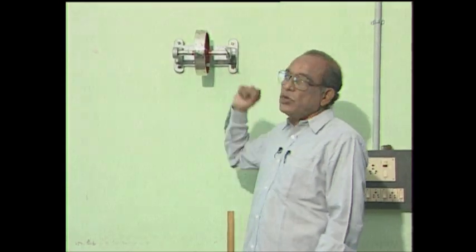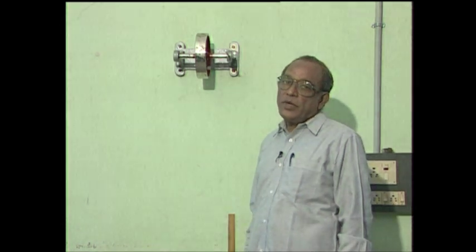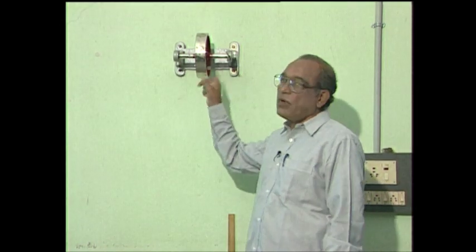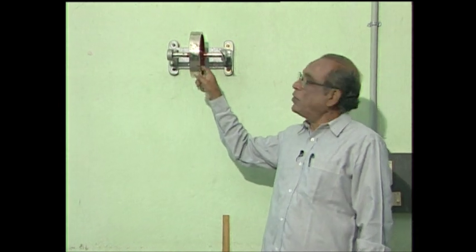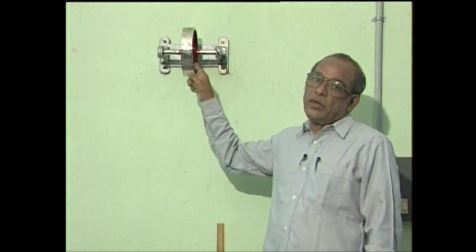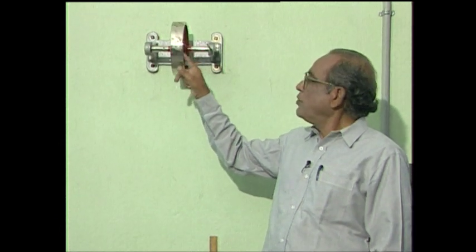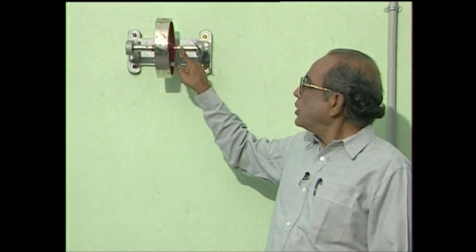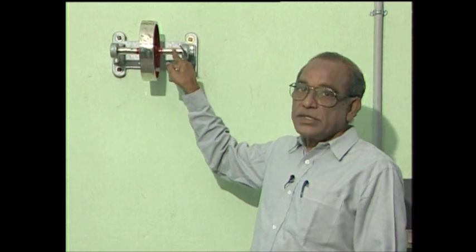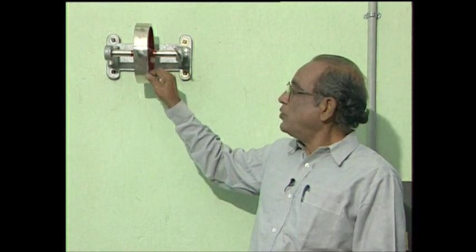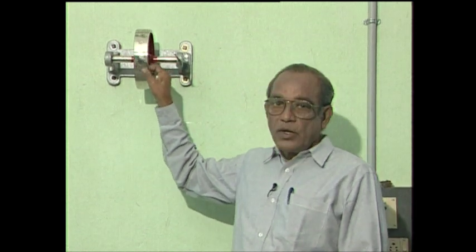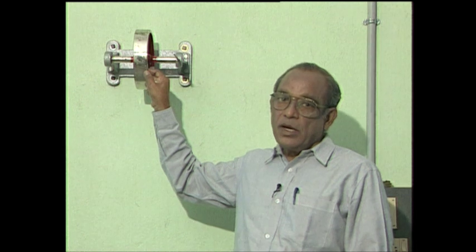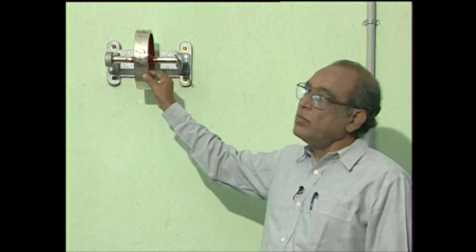The experiment which you are going to conduct is to find out the moment of inertia of the given flywheel. This is the flywheel for which we want to find out its moment of inertia. This flywheel is rotating about this axis of rotation. Now, in order to find out the moment of inertia, we need to take some observations.